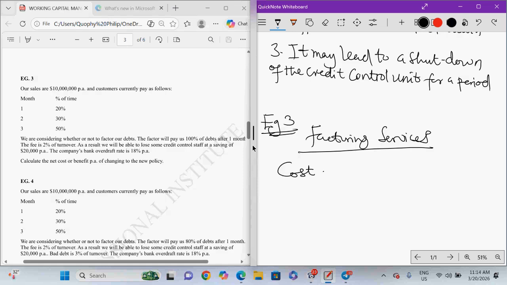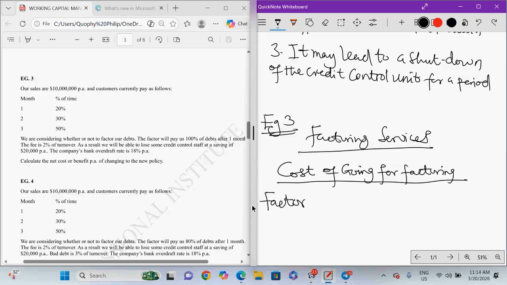So what is the cost of going for a factoring service? We want to know the cost of going for a factoring service and the benefit of going for that. Cost of going for factoring. So what is the factor fee? If you go for a factor, we pay some fees. What is the factor fee?